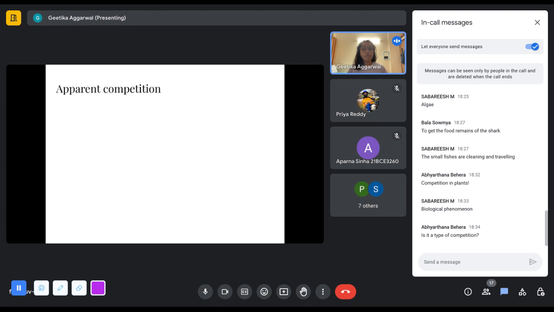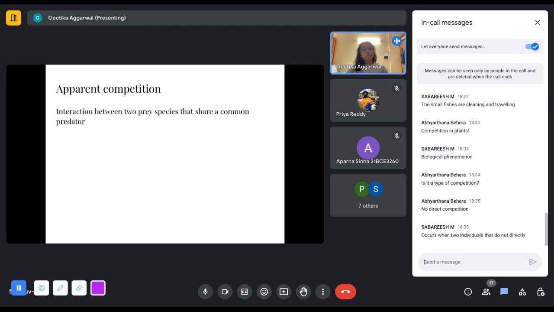do you all know what is apparent competition, or what can you think? What comes to your mind when you hear the term apparent competition? Anyone? Yes, it is not a direct competition, correct. So apparent itself means it seems like a competition. It looks like it's a competition. The scenario where it happens is when you have two prey species that share a common predator, and when they interact with each other, the competition is called an apparent competition.